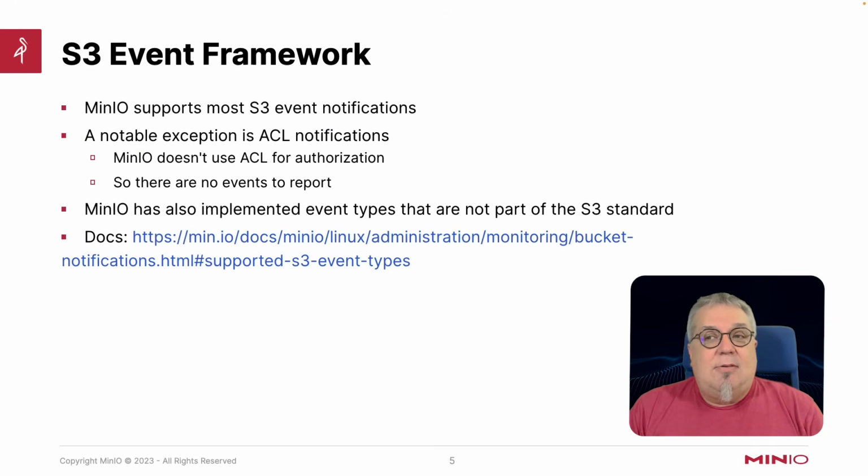The S3 event framework is what we're going to be working with here. So we support most S3 event notifications. There are some exceptions because MinIO is not AWS. One of the biggest ones is ACL notifications. We do not have any access control list events in MinIO, and this is because MinIO doesn't use access control lists for any kind of authorization, so there's no events to report.